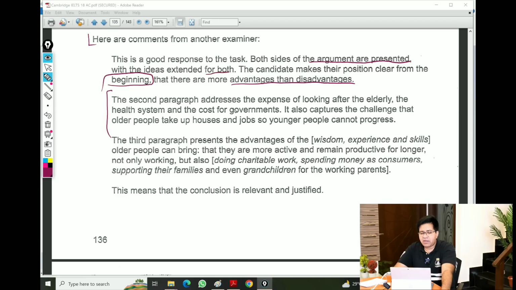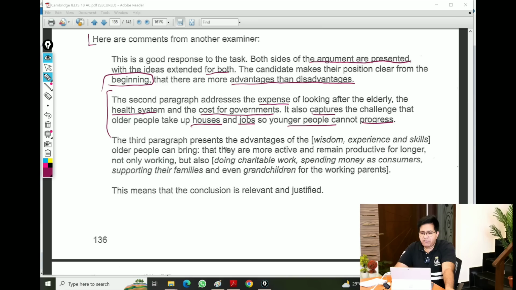Next, the second paragraph addresses the expense of looking after the elderly. The health system, now see that expenses, that is one of the things, health system and the cost for governments. It also captures the challenge that old people take up houses and jobs so young people cannot progress, right? For example, MD of the company and all that.